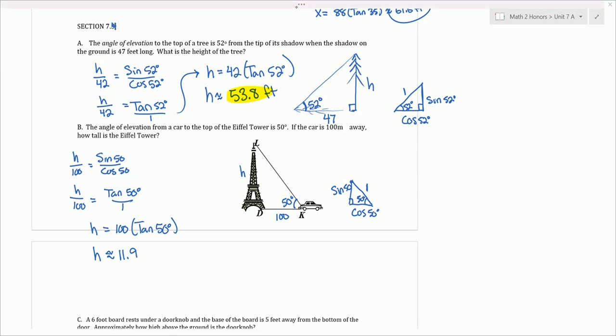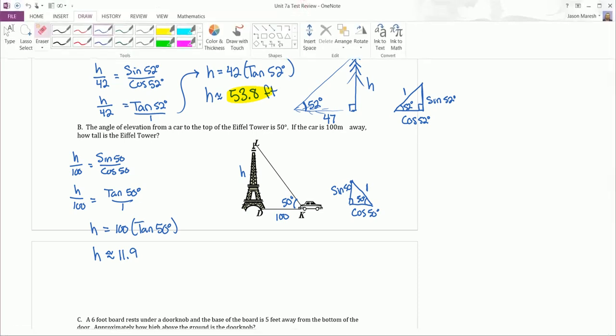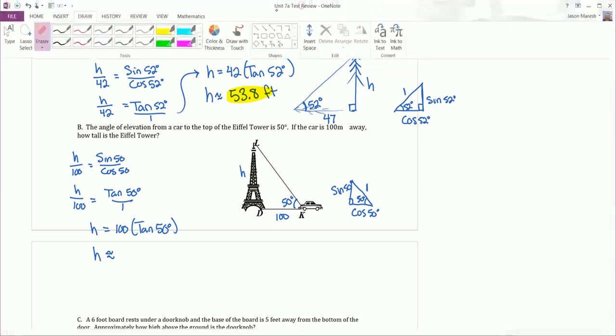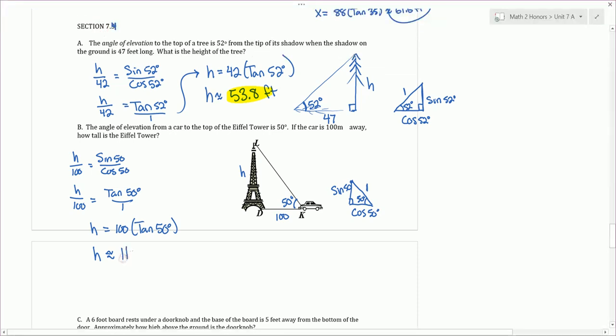And actually checking that doesn't make sense, and I see that I entered it wrong into my calculator. Let me try that again. 100 times the tangent of 50 degrees is 119.2 meters, approximately.